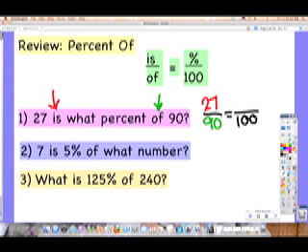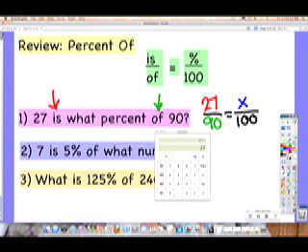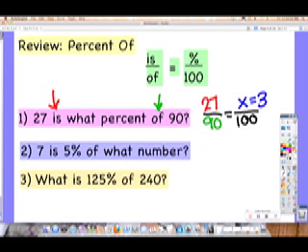Sure. All right. Camille, tell us how to solve this. Do you remember? You do 27 times 100. Nice. She said do 27 times 100. And don't forget to divide by 90. Divide by 90. All right, we got x equals 30. I'm going to sneak on the percent sign because it's 30%.